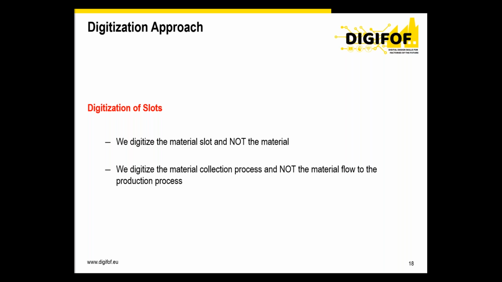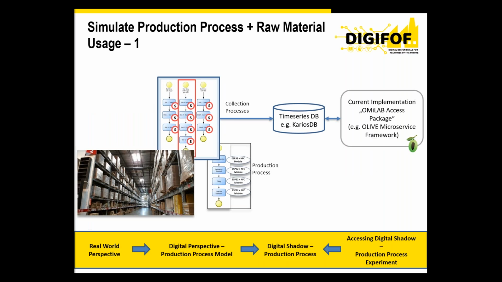What is important, we follow the approach of digitizing the slots for our sample, and therefore we first digitize the material slot with RFID, and second, we digitize the material collection process. Notice that we do not digitize materials and material flows. And as we digitize the material slots, the process is kind of handed over to the material.